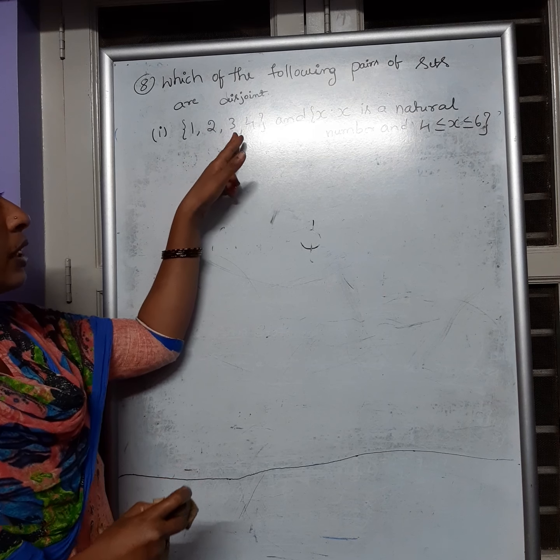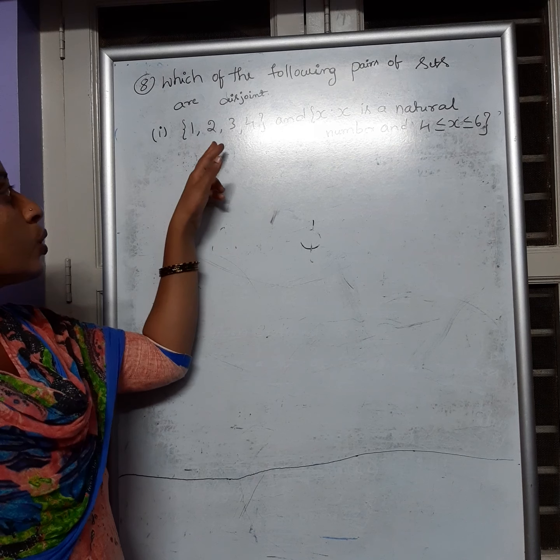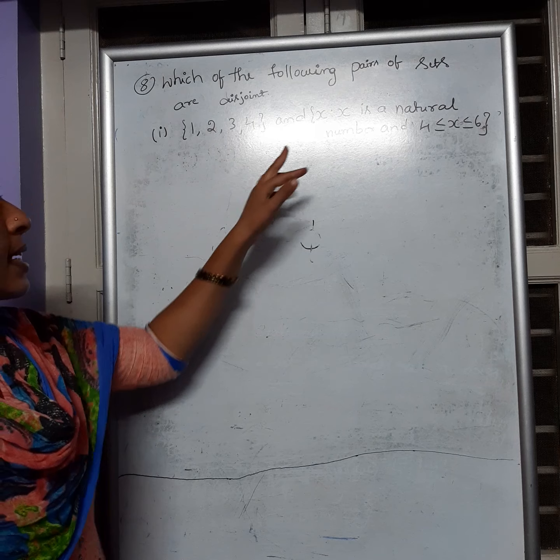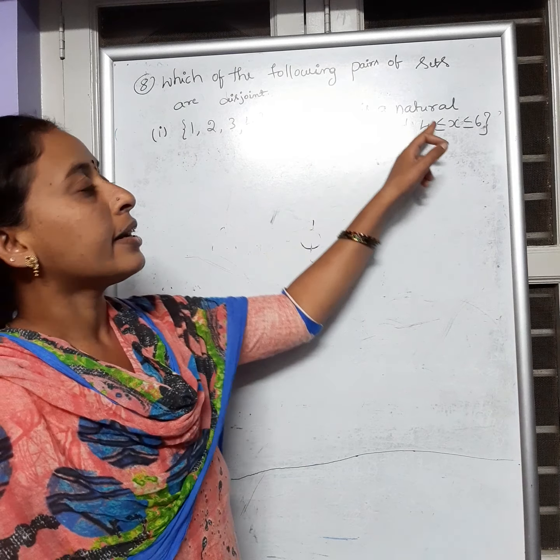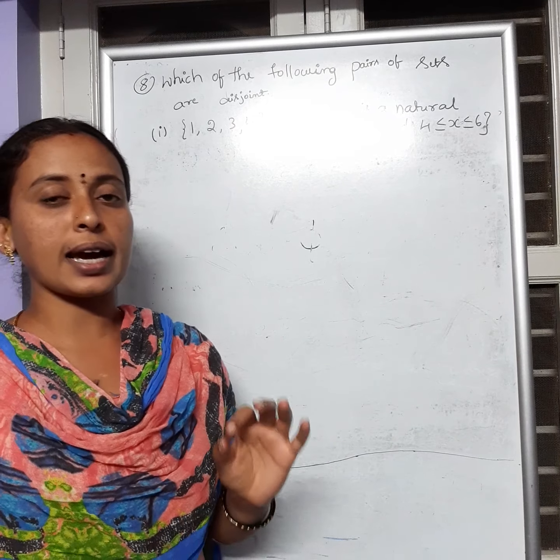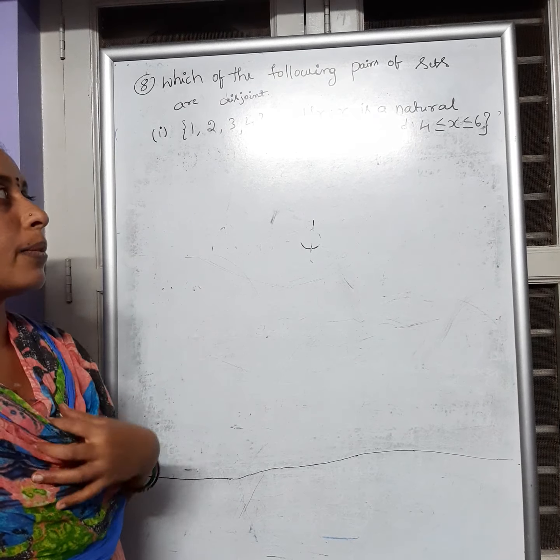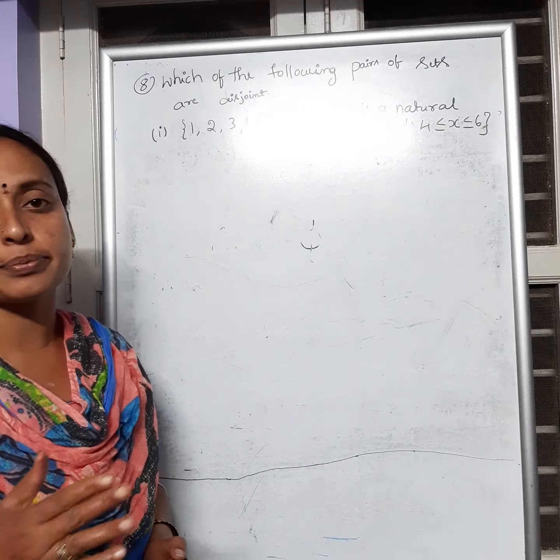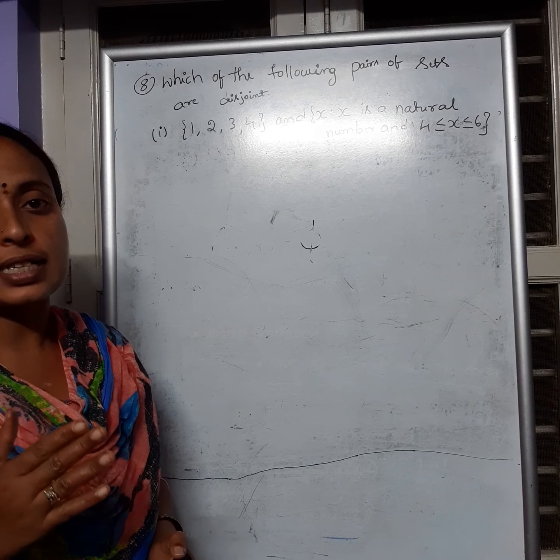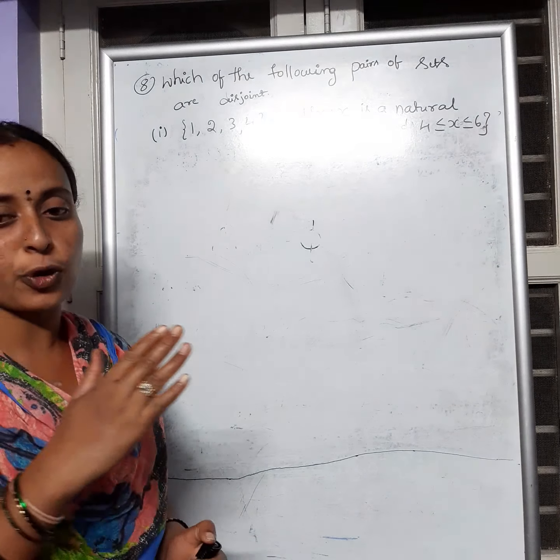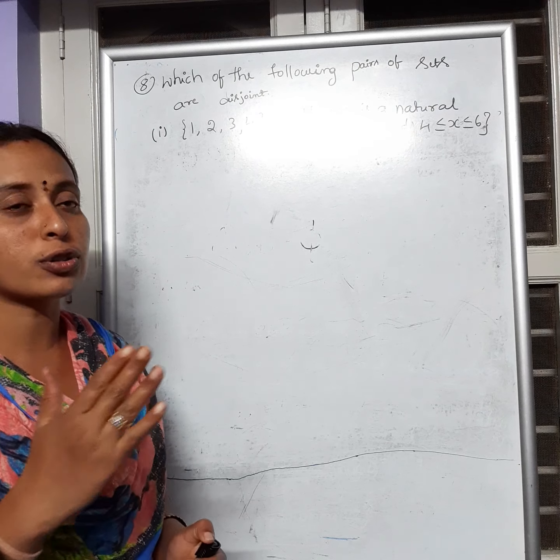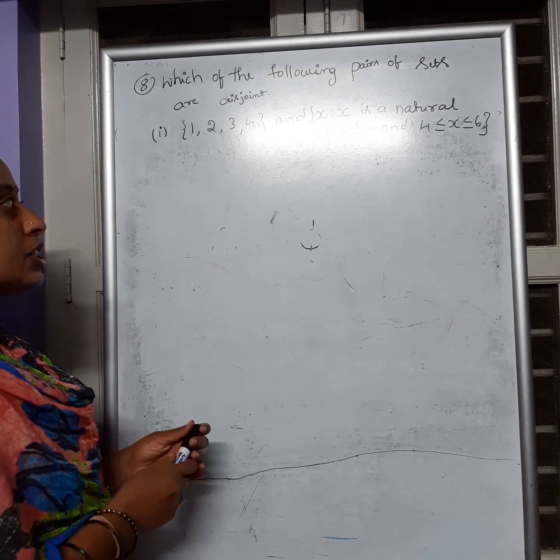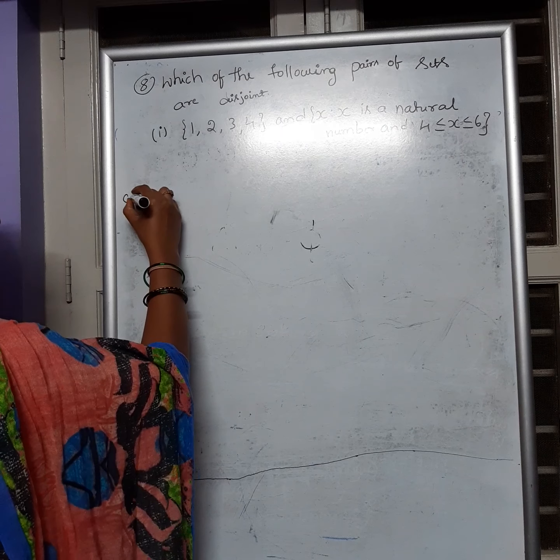1, 2, 3, 4. And the second set is x such that x is a natural number, and that means the elements of x lie between 4 and 6. Then the condition here is to find the solution.